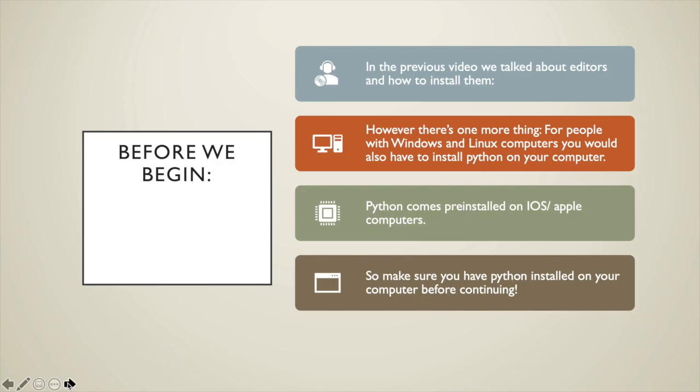Before we begin, in the previous video, we talked about editors and how to install them. However, there's one thing which I forgot to talk about as well. Apple or iOS computers come pre-installed with Python, so you don't have to install Python on your computer if you have an Apple or iOS computer. But Windows or Linux computers do not come pre-installed with Python. So in this case, you'd have to install Python on your computer.